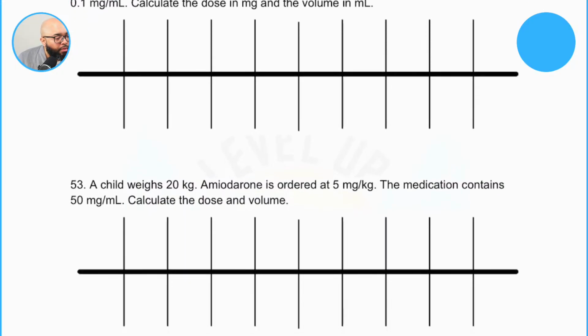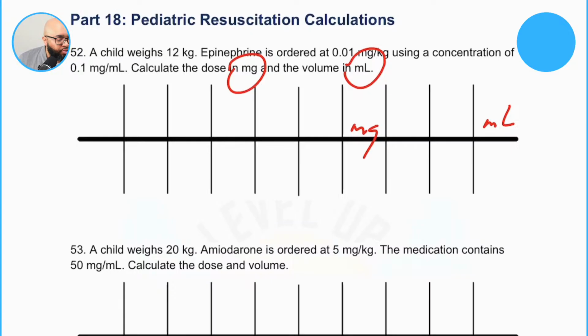Let's do number 52. Okay, in 52, they say calculate the dose in milligrams and the volume in ml. So they want 2 things here. They want something to be in milligrams, but then they also want milliliters. So in this case, we have a weight. Let's start with the patient's weight.